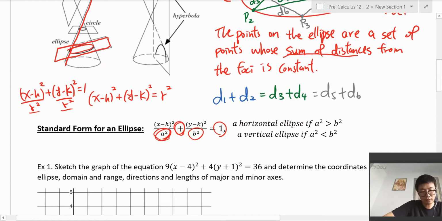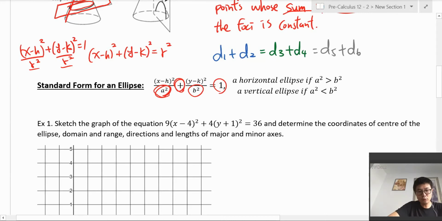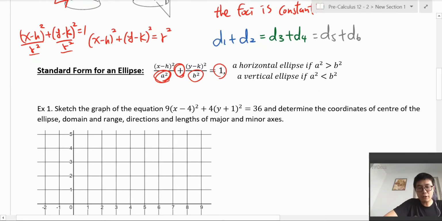And recall, this is a plus because it's the sum of distances, right? Anyways, this will be a horizontal ellipse if a squared is bigger than b squared, because it means that it's stretched more horizontally. It will be a vertical ellipse if b squared is bigger than a squared, because it's stretched more vertically. Hopefully that makes sense to you. So that's the standard form of an ellipse. Let's now take a look at this example here, and then let's do it.